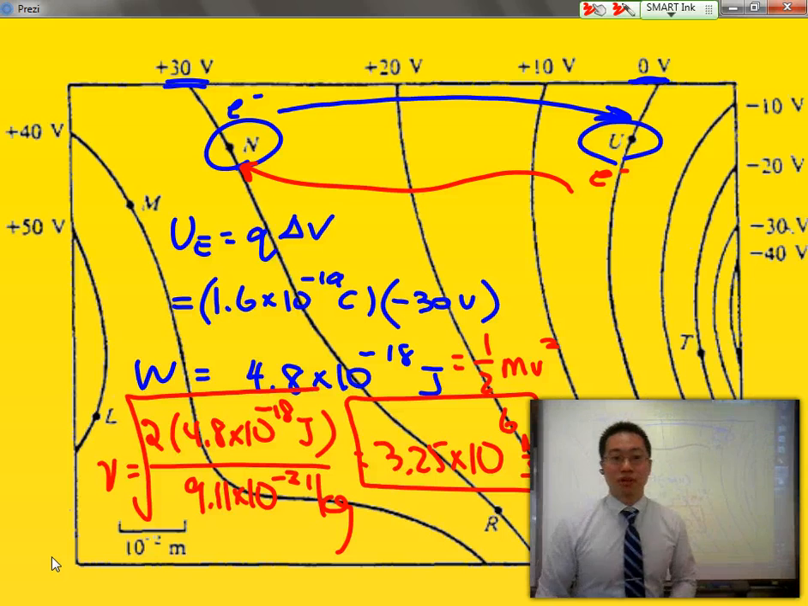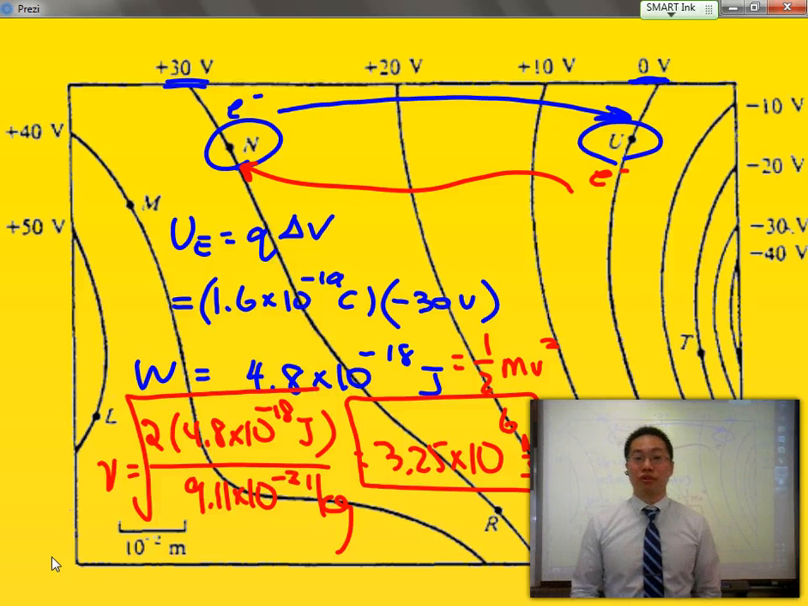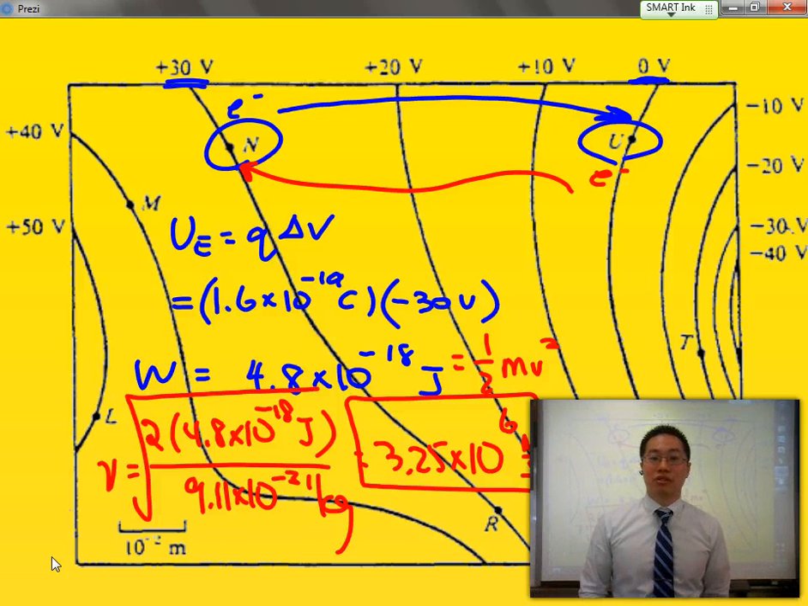Okay, so this is just an example of how to use a contour map or an equipotential map to solve for delta V, which allows us to solve for how much work it takes to move a charge from one location to another, and how fast it could be moving afterwards.